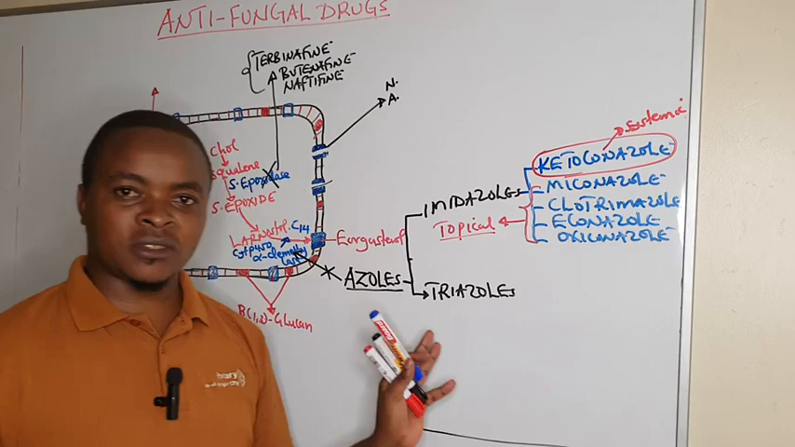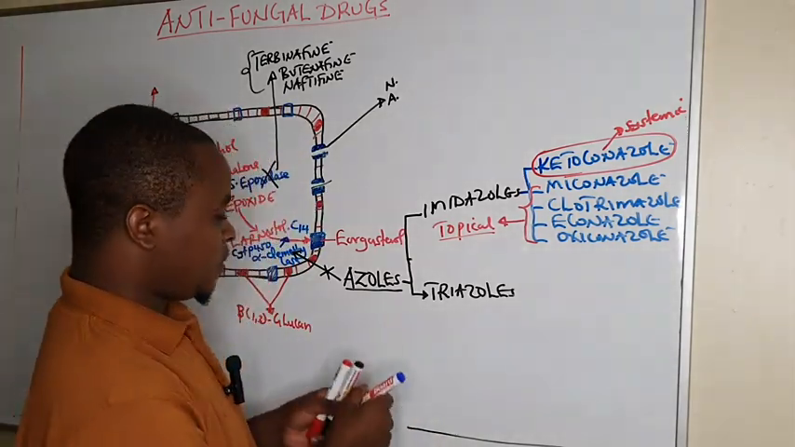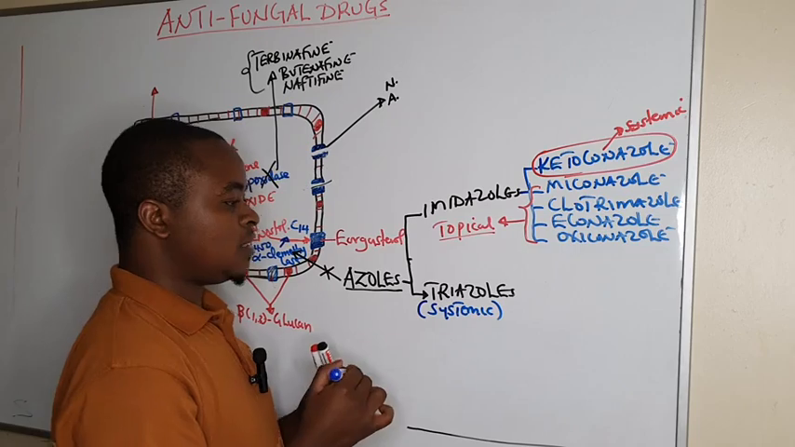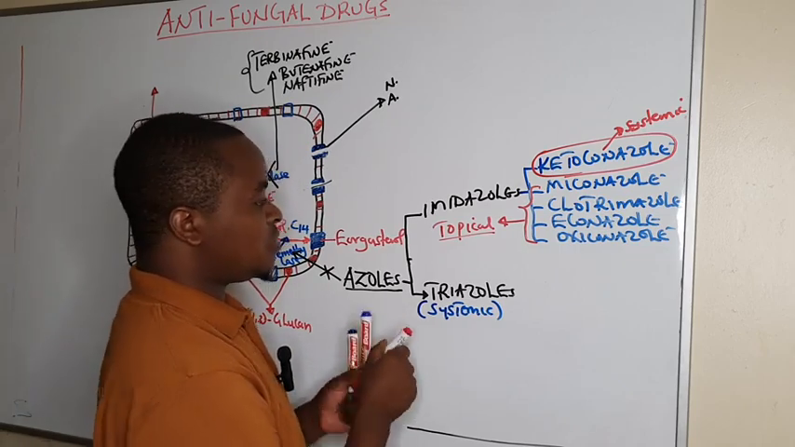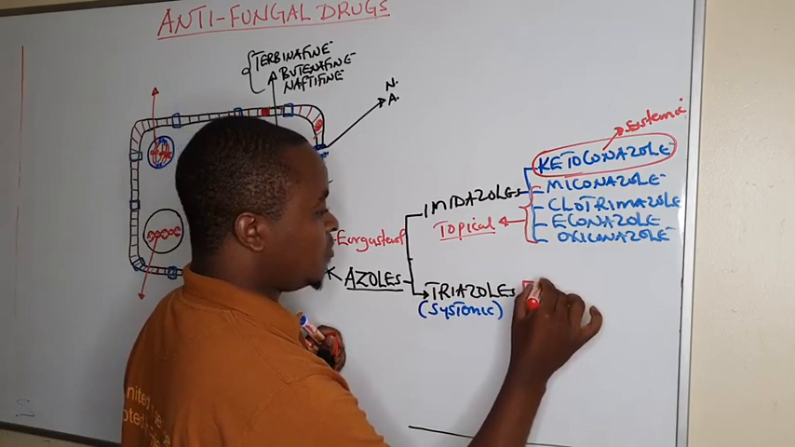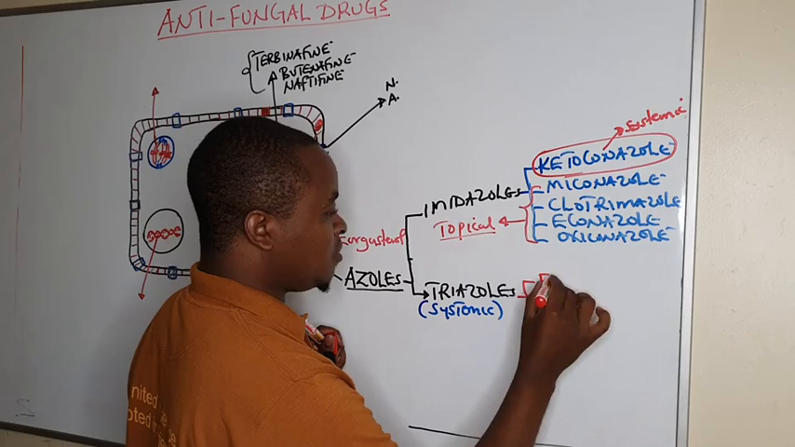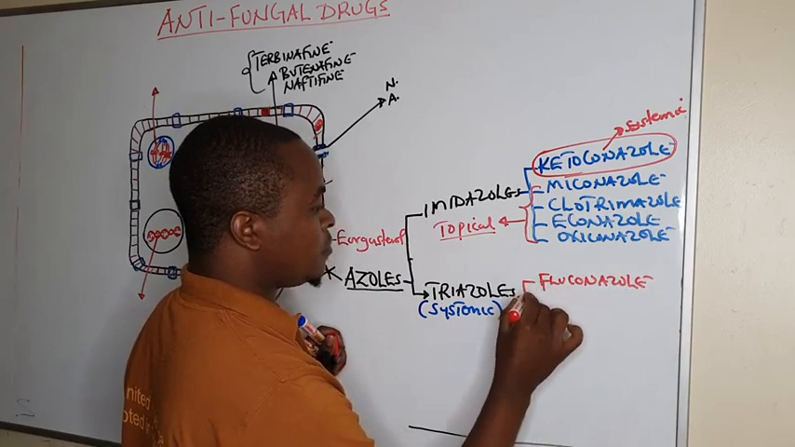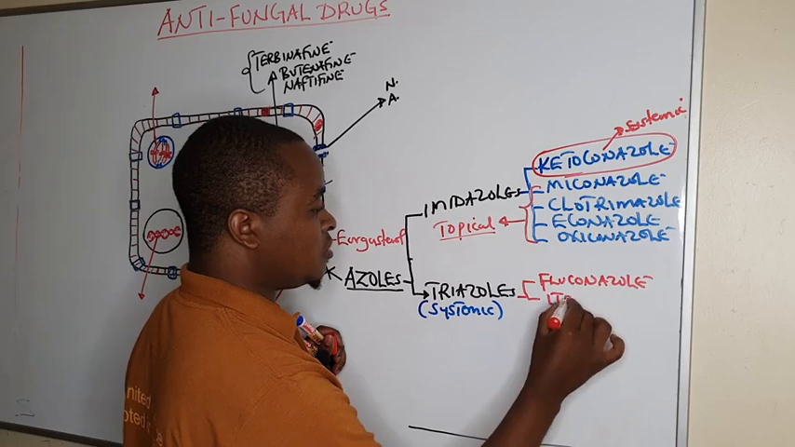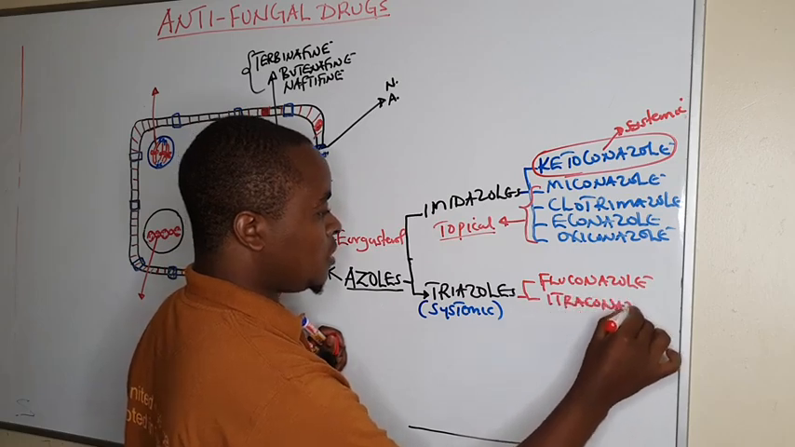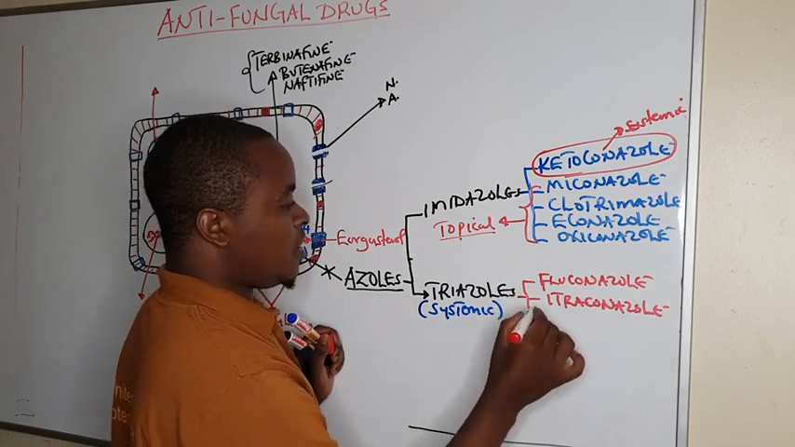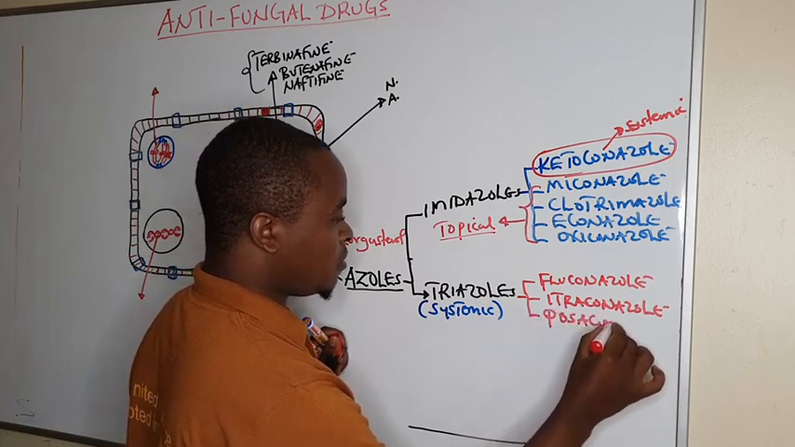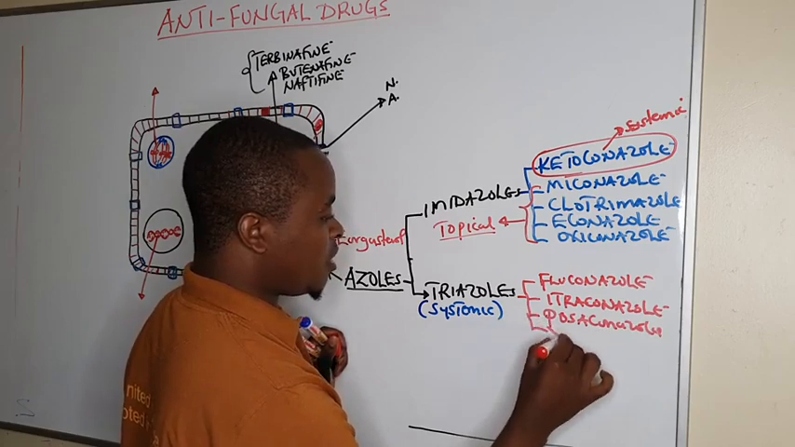Then the triazoles, they are purely systemic. Triazoles target systemic fungal infections, and examples of triazoles include fluconazole, itraconazole, posaconazole, then voriconazole.